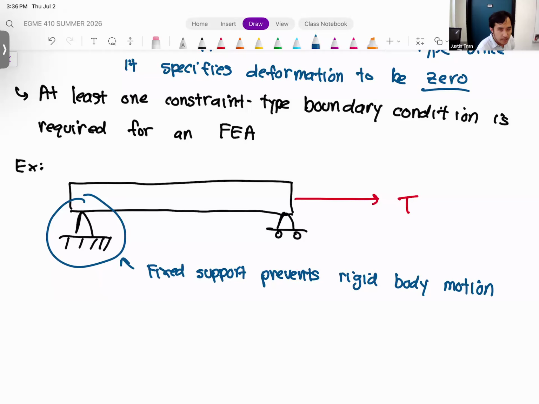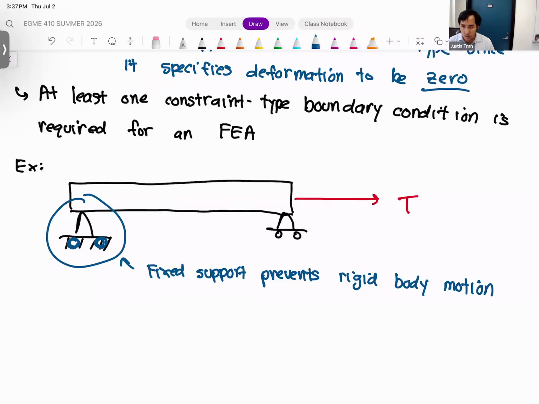If we didn't have that pin support there, right? So let's say that we change that to a roller as well. And so we change this support to a roller instead of a pin. That roller is not going to provide any resistance or any constraint in that horizontal direction.